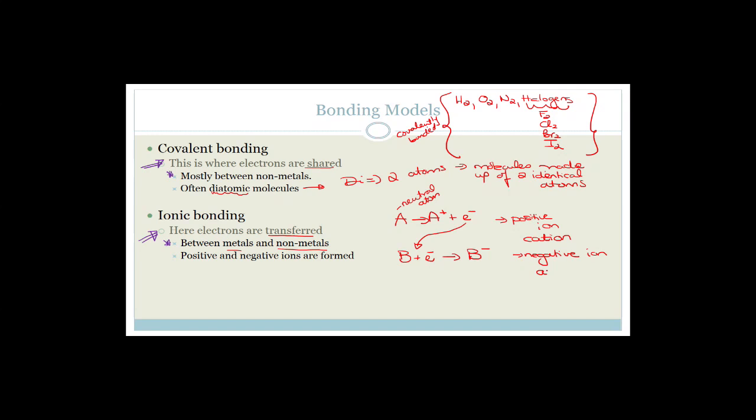And negative ions are called anions. And later in this lesson, we're going to talk about how we know whether the atom is going to give away an electron or take it up, or if that's even going to happen, or if it's covalent bonding. And it's all to do with electronegativity. Okay, electronegativity.